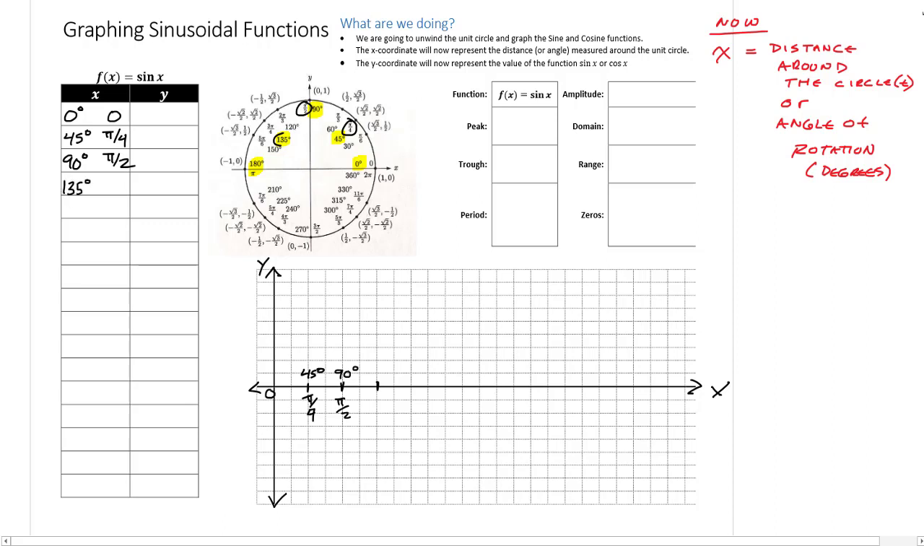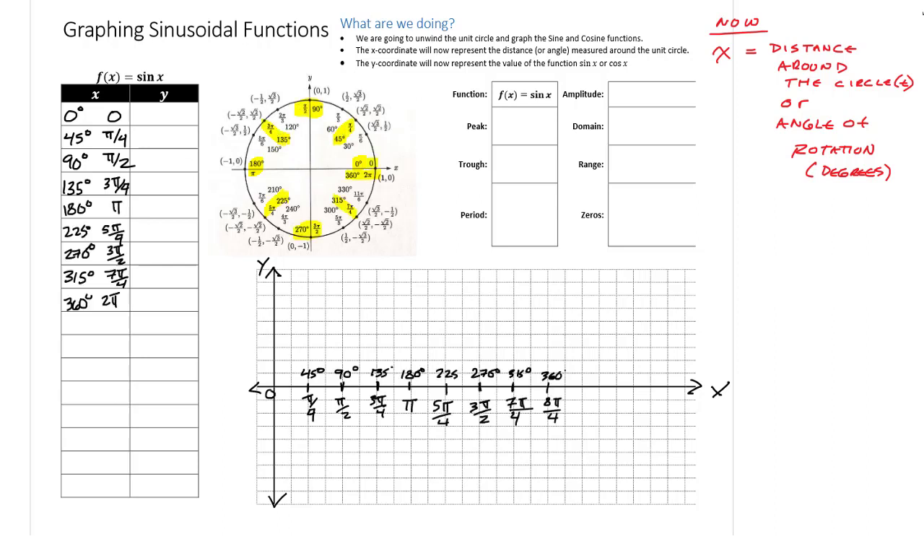Now, we could use any of these points. We could use all of them, but I don't want to beat this to death, which would be 3 pi over 4. Okay, I'm going to fill this out really quickly now. In fact, maybe I'll pause. I'll fill it in, and then you can pause it if you want to fill your own in. Okay, I've completed my graph here.